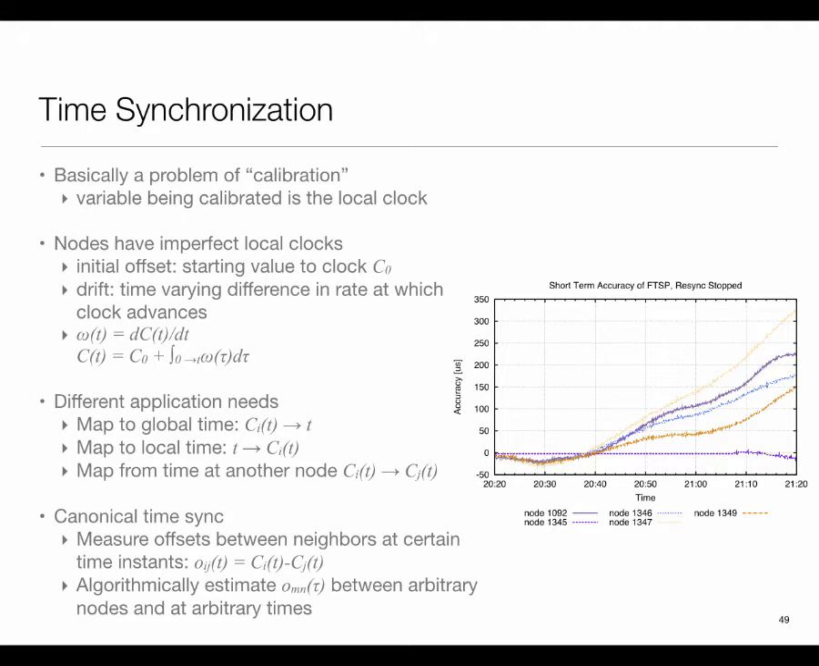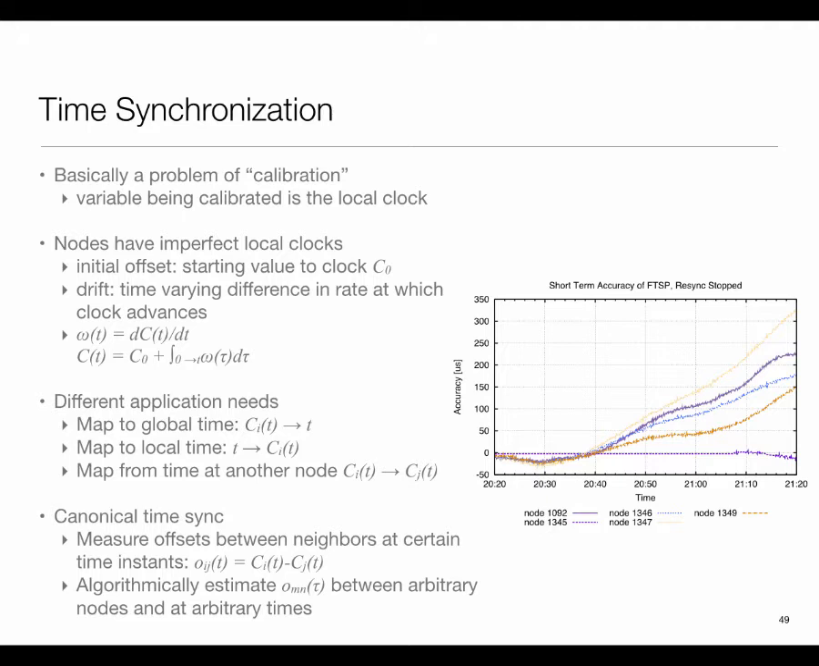That's actually not an easy problem because the only way we are going to do it is by doing message exchange, and there are all sorts of sources of errors that kick in, which we are going to see shortly. So canonical time sync really boils down to the following: we need some way of measuring offset between neighbors. That is, I need to measure the offset between the clock at node i and the clock at node j, and let's call this O_ij, the offset between i and j.